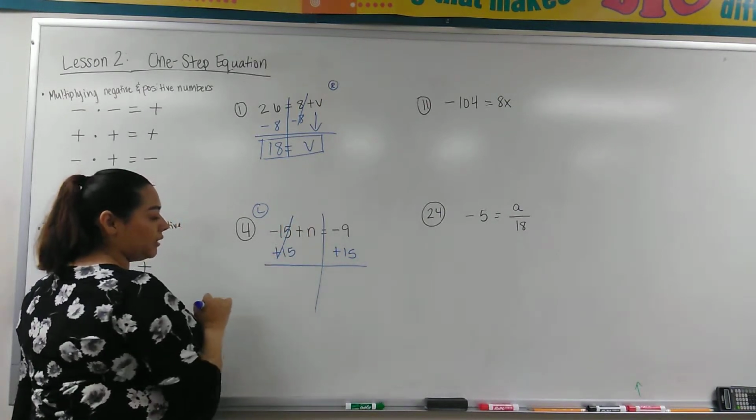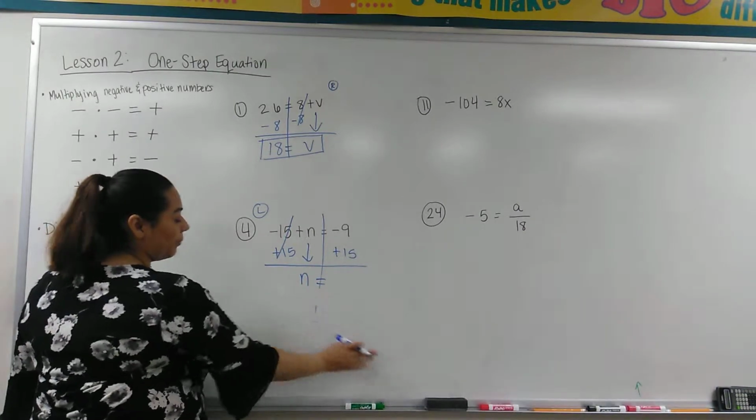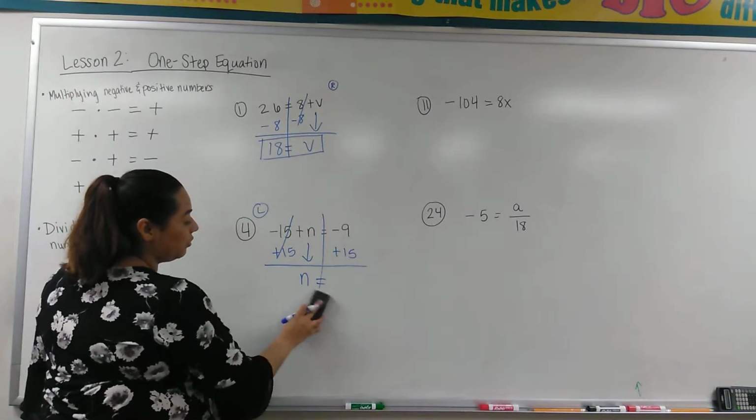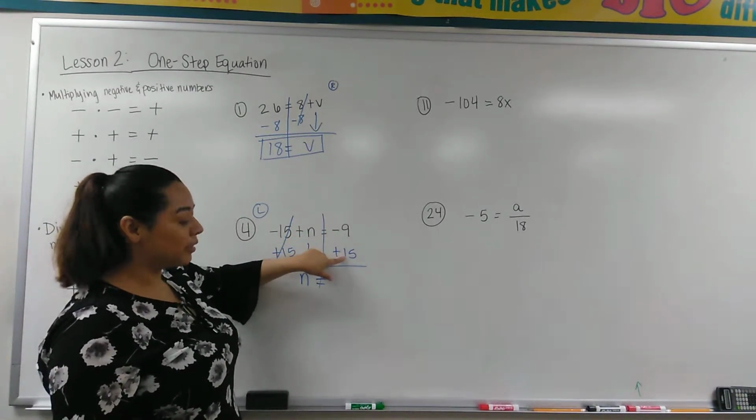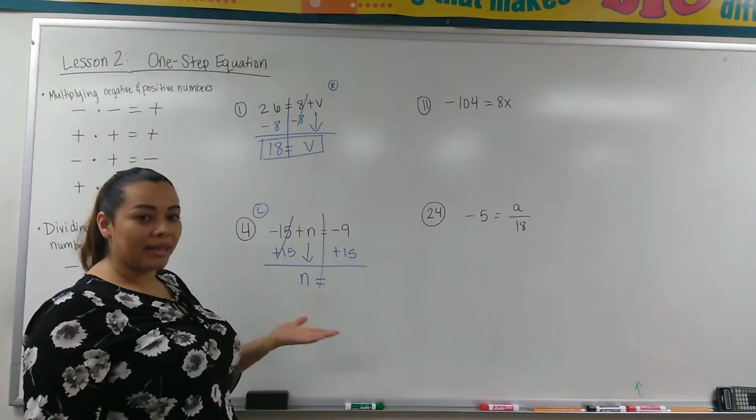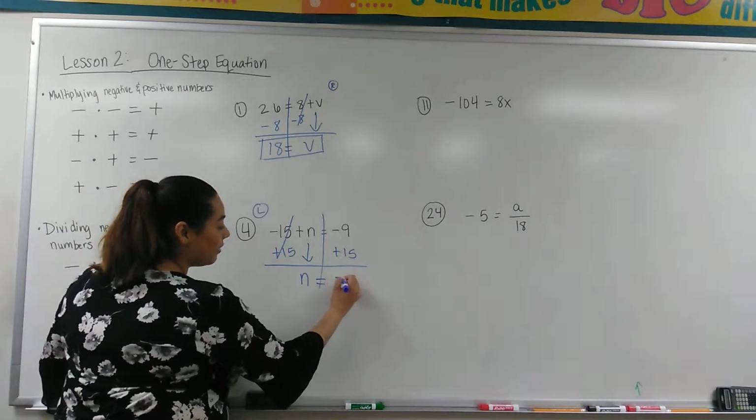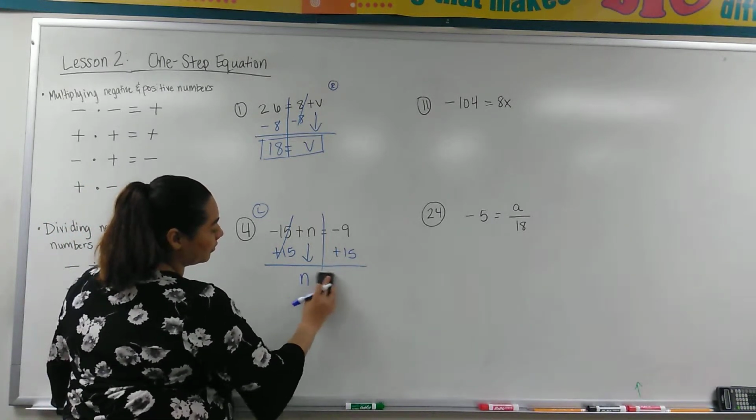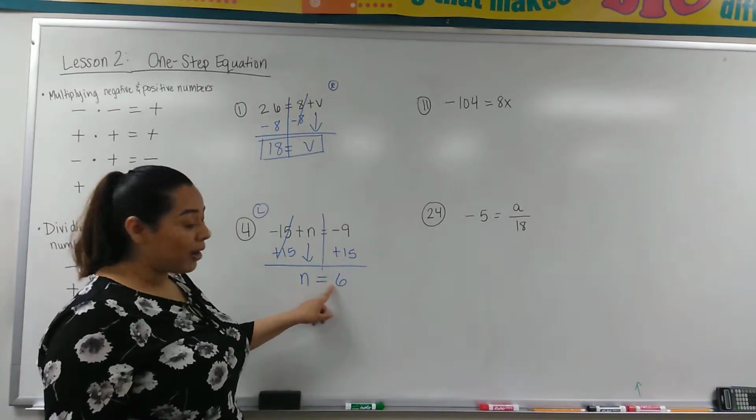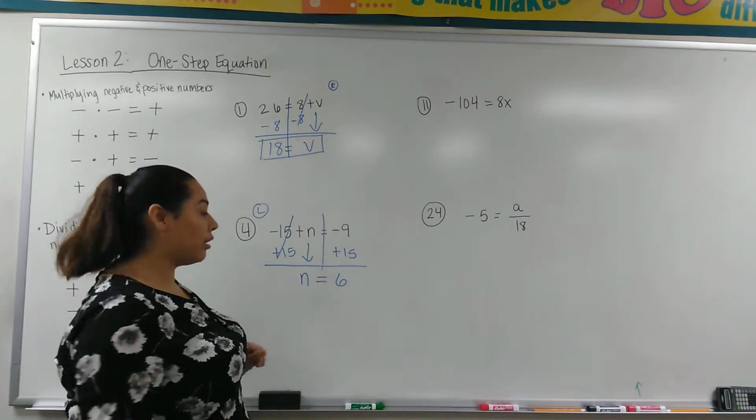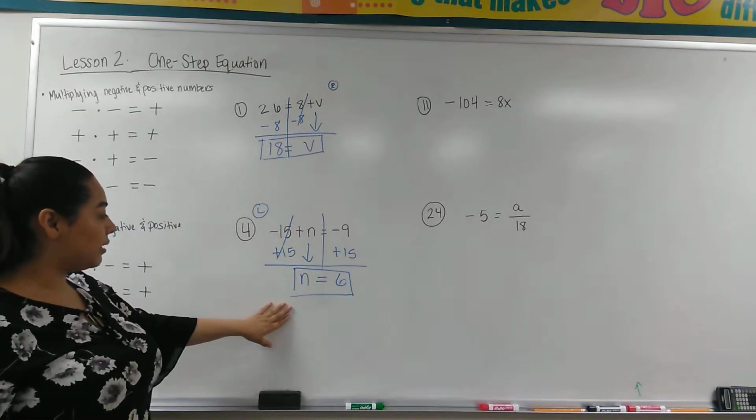Negative 15, positive 15, cancel each other out. Bring down the n. N is equal to what? Well, n is going to equal negative 9 plus 15. Again, think about it as money. We owe $9. We have 15. So we pay. At the end of the day, do we have or do we owe? We're going to have. How much are we going to have? We're going to have $6. So n is equal to 6. Right here, we don't necessarily have to put the positive because if it doesn't have a sign, it's automatically a positive number. So for number 2, our answer will be n is equal to 6.